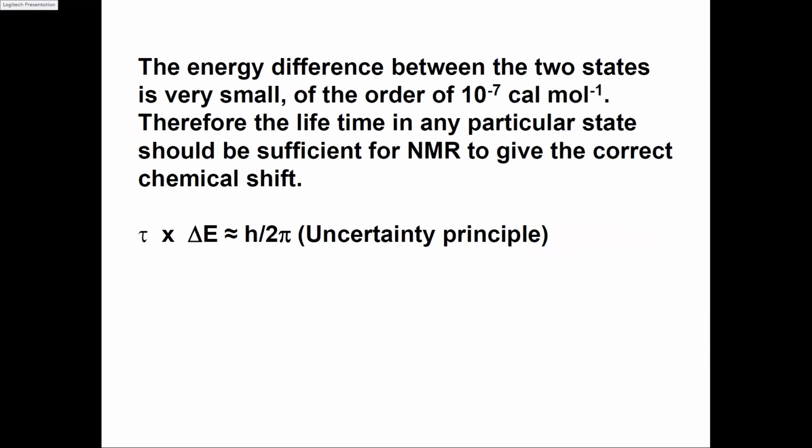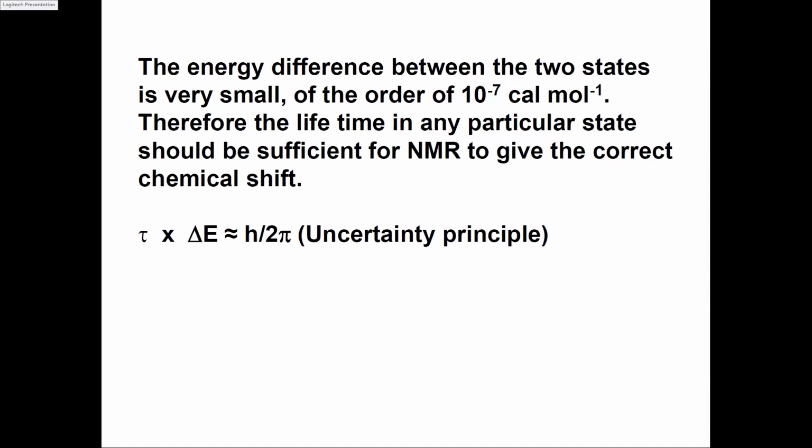The energy difference between the two states is as small as 10 to the power minus 7 calories per mole. Therefore, the lifetime in any particular state should be sufficient for NMR to give the correct chemical shift value. The axial position and the equatorial position exchange process can be rapid, in which case NMR will not distinguish the two, or it can be a very slow process where the NMR can distinguish the two.